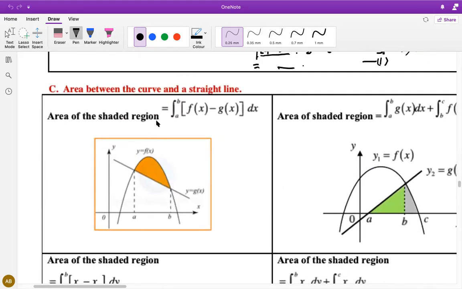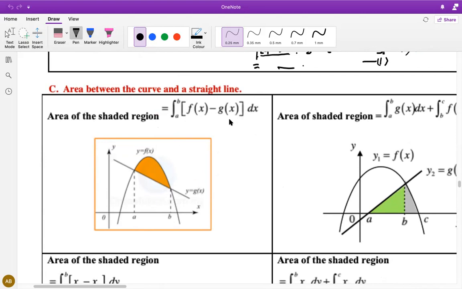If I want to find the area of the shaded region between a curve and a straight line, you want to determine whether the straight line is below or above. So if the curve is above the straight line, we use this formula from A to B, f(x) minus g(x).